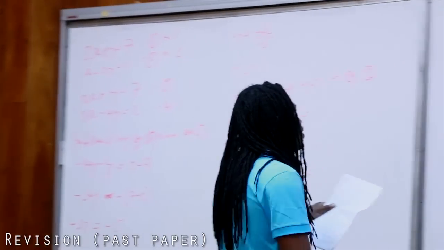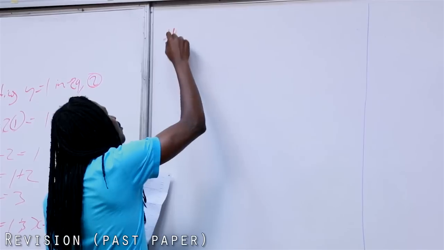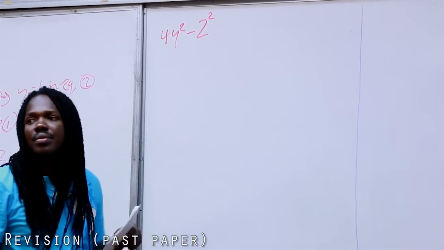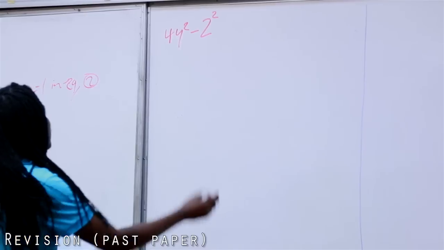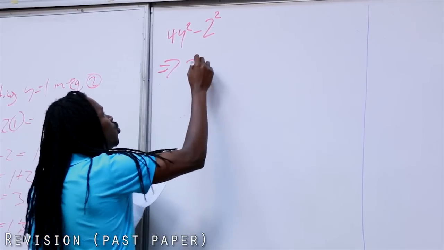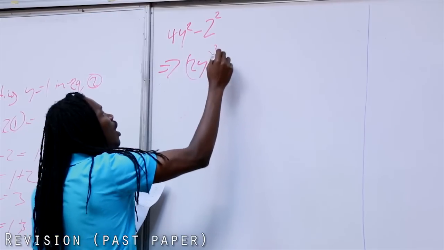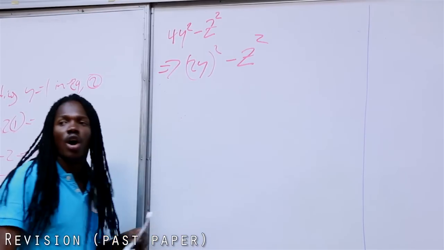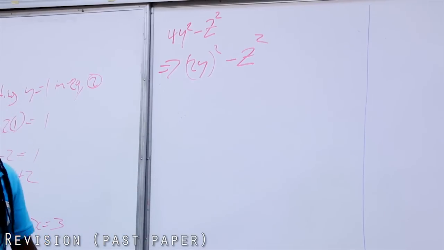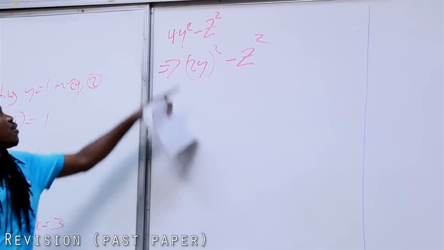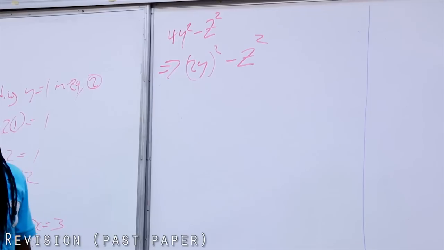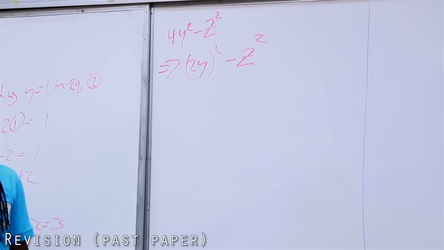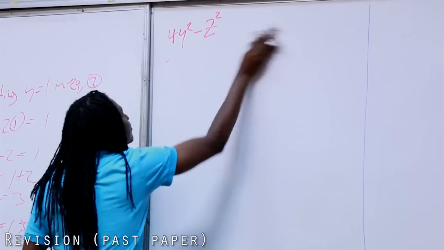y square minus z square. 4y square minus z square. This implies 2y all squared minus z squared. How do I get 2y all squared? Because 4 is 2 squared. So I have 2 square y square minus z square. 2 square y square is 2y all squared.